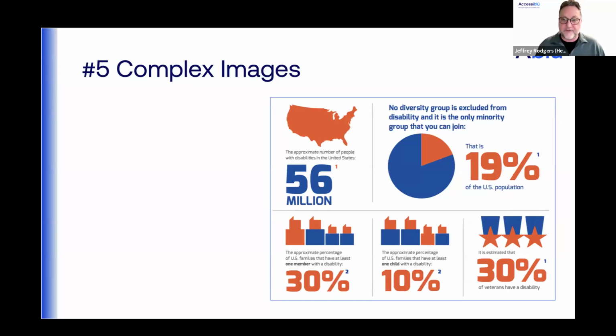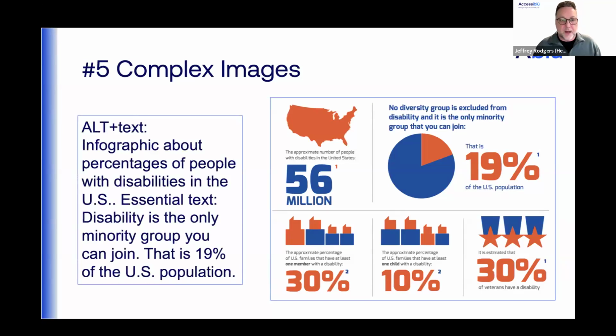And with an infographic, just like anything else, we're limited. So we really want to stress the information that we want our learners to get. In this case, my alt text example is infographic about percentages of people with disabilities in the US. Essential text, disability is the only minority group that you can join.